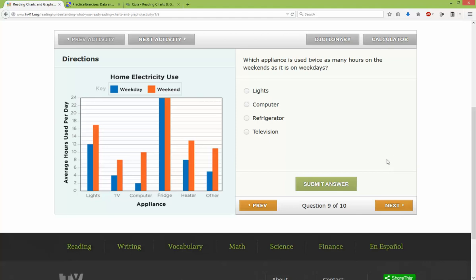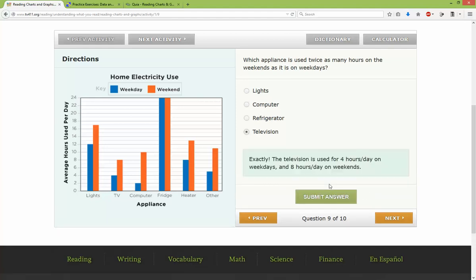Which appliance is used twice as many hours on the weekends as it is on weekdays? Twice. All right, so what's our answer? Computer? The TV. The TV is 8 versus 4. Computer's way more, 10 versus 2, so that would be 5 times as much. So twice: television. Exactly, 4 versus 8. Oh, second one wrong.